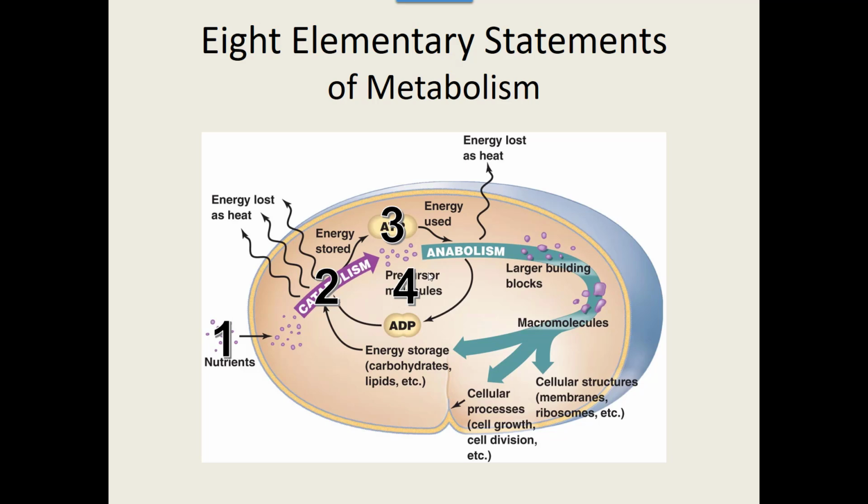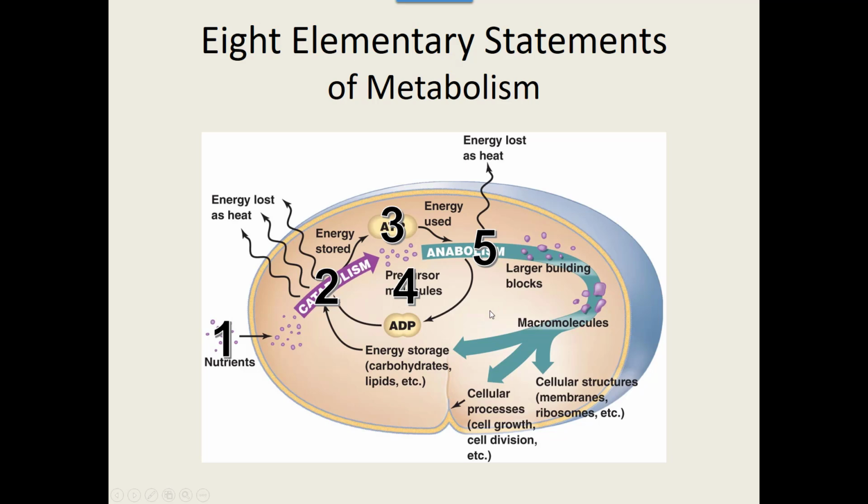The next statement of metabolism is that cells will catabolize, break down, nutrients to form these precursor molecules. So yes, we release energy, but by breaking things down, we also make these smaller molecules, and we call them precursors because it's these smaller molecules that can be used shortly in building. And so that gets into our anabolism.